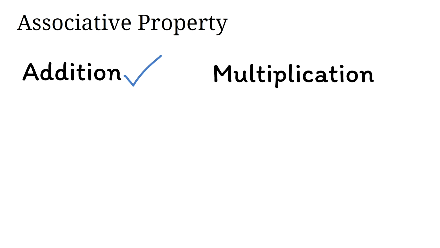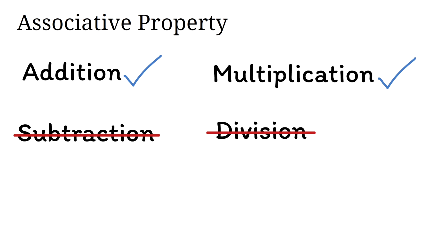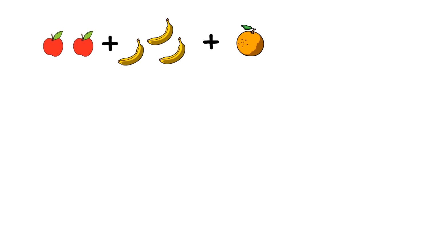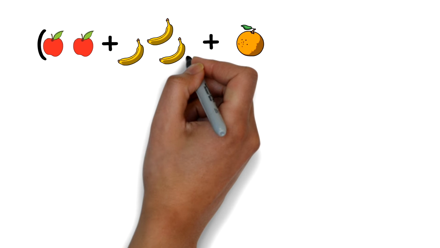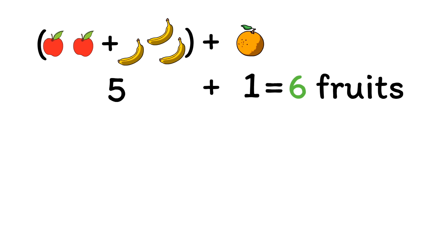Note that, just like the commutative property, the associative property works for addition and multiplication, but it doesn't work for subtraction and division. Now suppose we have 2 apples, 3 bananas, and 1 orange, and we want to add them together to find the total number of fruits. To do this, we can first add the 2 apples and the 3 bananas by grouping them together. So 2 plus 3 is 5. Next, we can add the orange to the 5. So 5 plus 1 would give us 6 fruits in total.